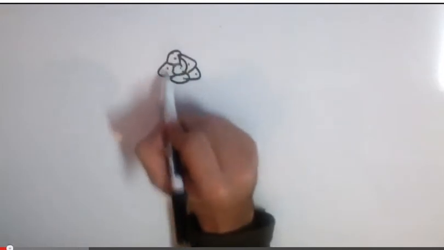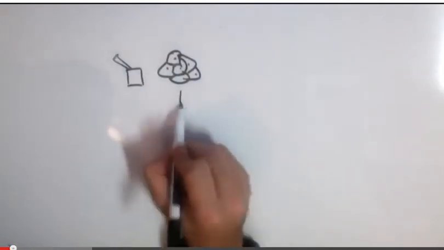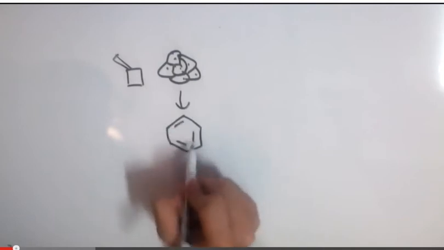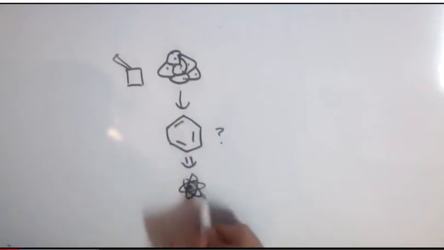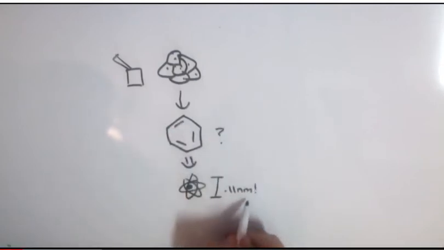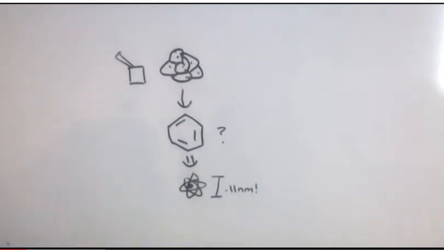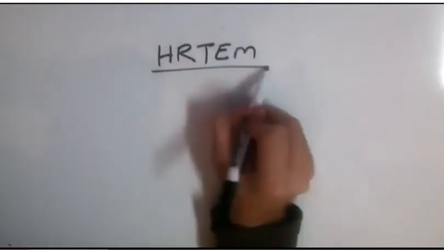Modern optical microscopes allow us to see very small things, even cells. What if we want to go smaller, down to molecules, or even atoms at a tenth of a nanometer? The answer is high-resolution TEM.